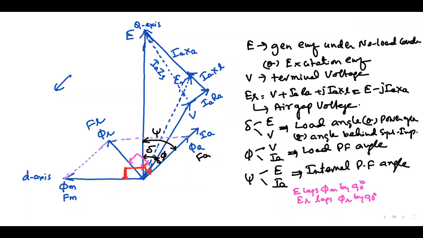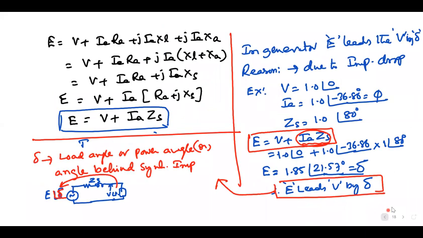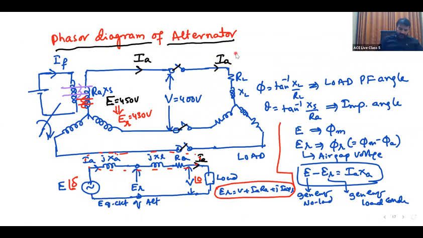Sir, can you explain the equivalent circuit of the alternator? This is the equivalent circuit. E is there. E minus IA XA is ER. The air gap voltage is E minus the armature reaction drop, because E is 450 and ER is 430. That is the armature reaction drop. After that, you again subtract XL drop and RA drop, then you will get V. Okay, sir. Thank you, sir.